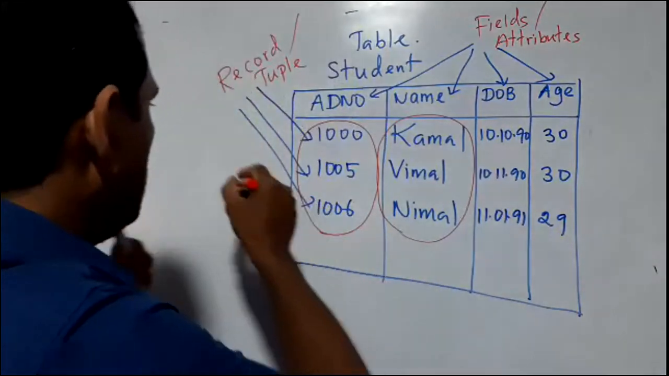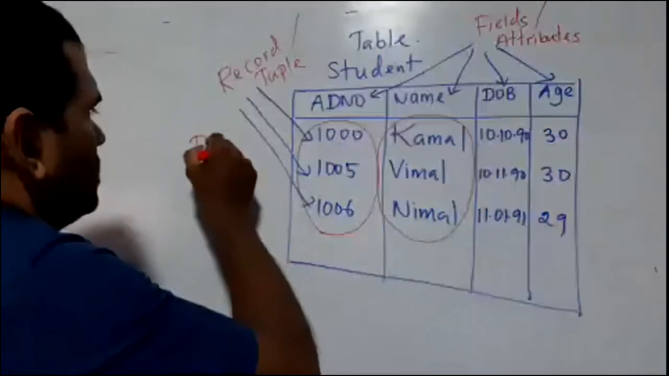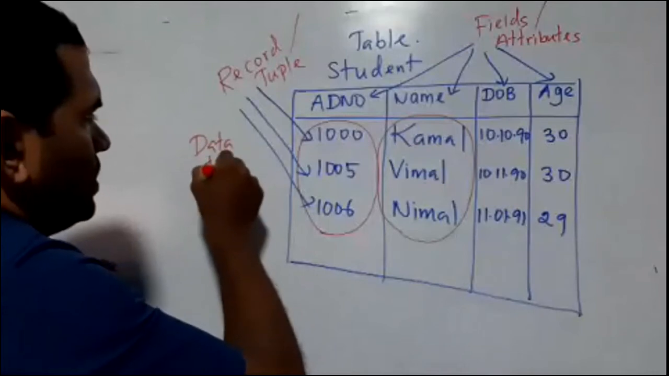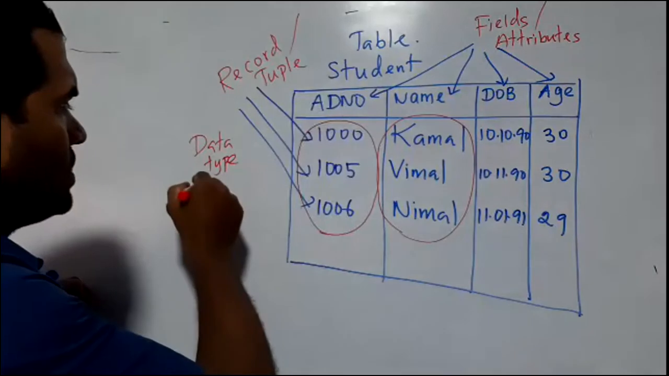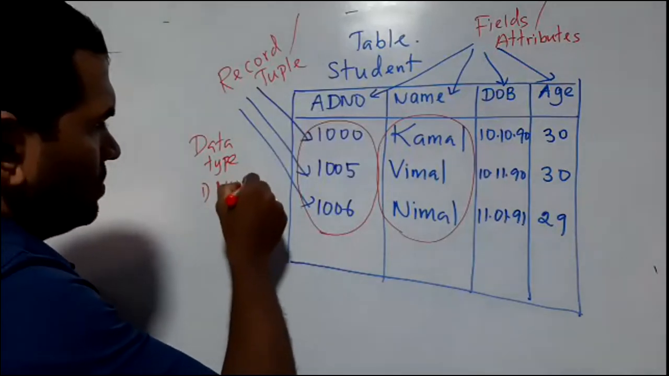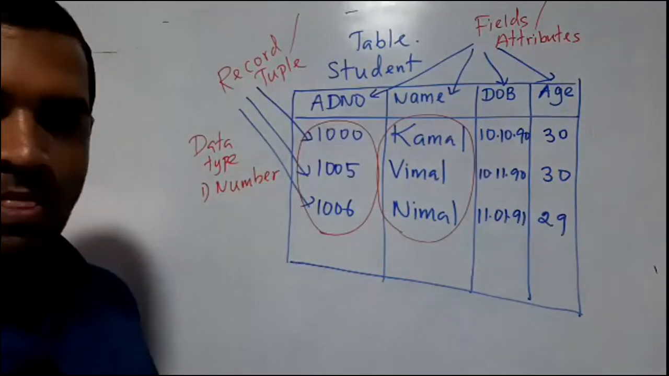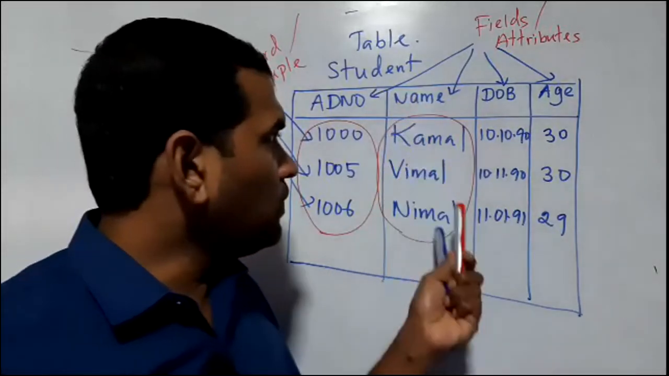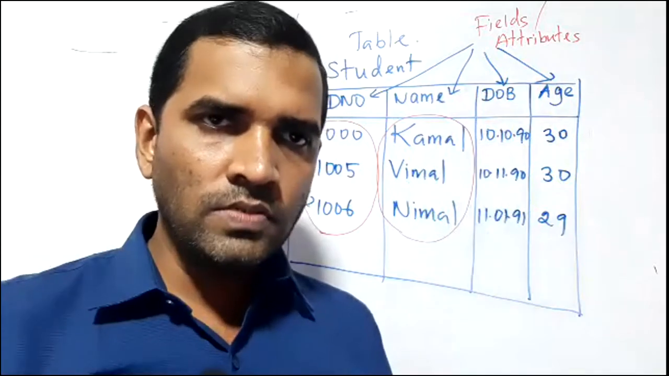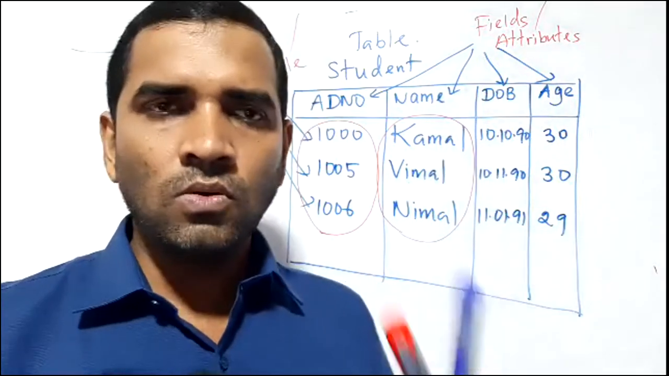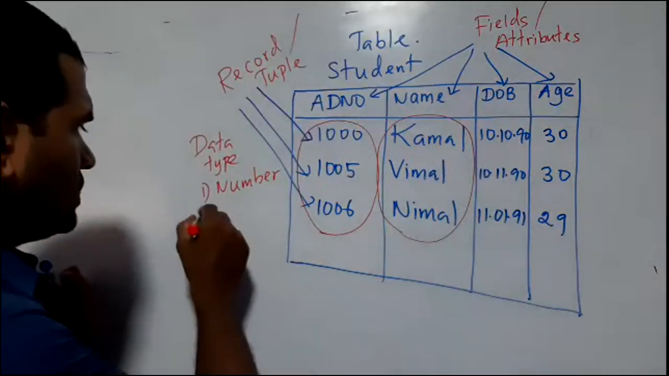So I'm talking about data types. The first data type here is number. In the second field, name doesn't have any numbers, they are letters. So that data type is called text.